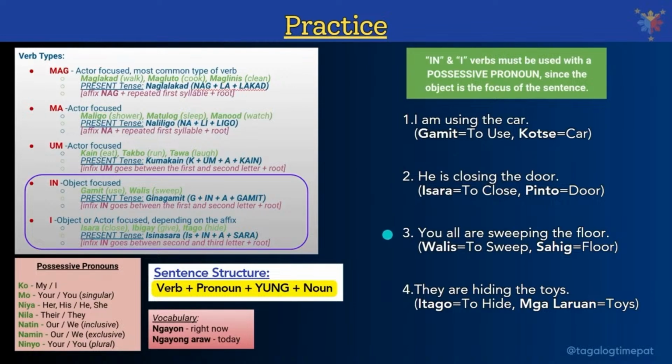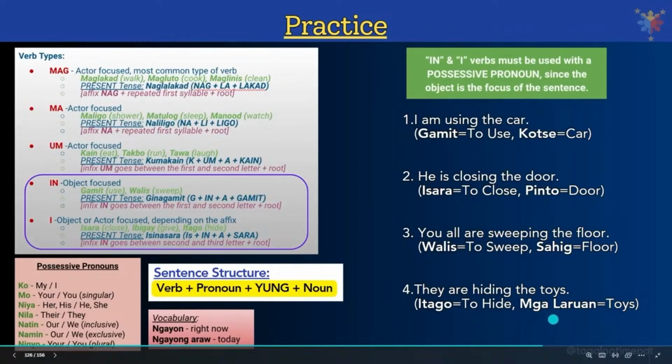Number 3, you all are sweeping the floor. Walis means to sweep. Sahig means floor. Number 4, they are hiding the toys. Itago means to hide. Mga laruan means toys. So this is interesting. If you want to make a noun plural, you have to add the word mga in front of it. It's not like in English where you just add an S at the end. To make a noun plural, you have to add this word mga.